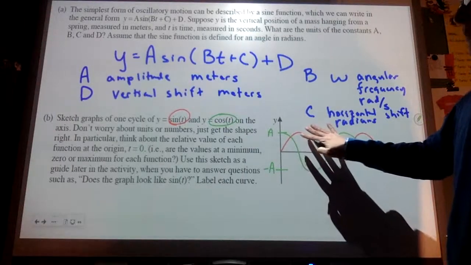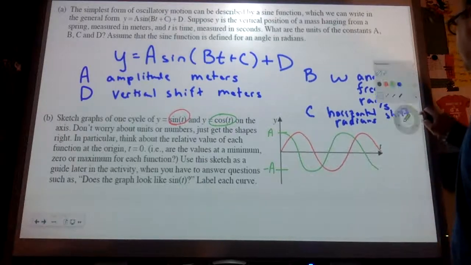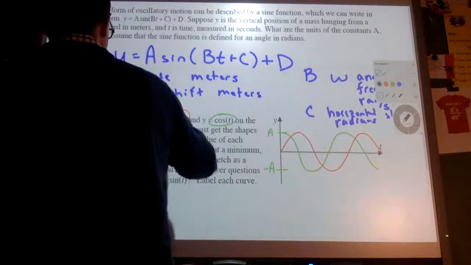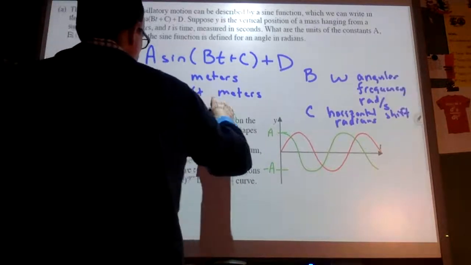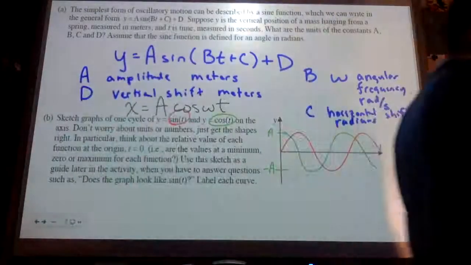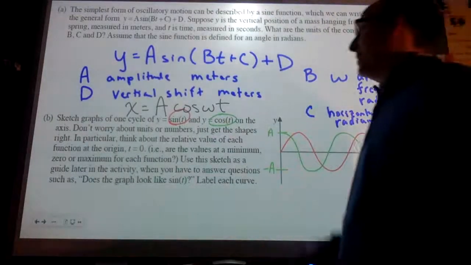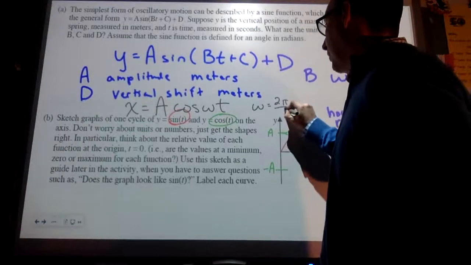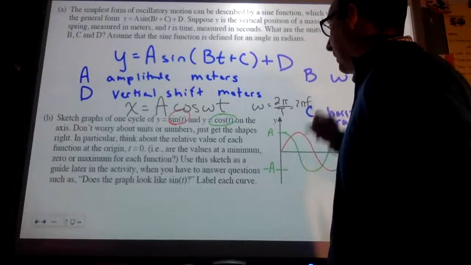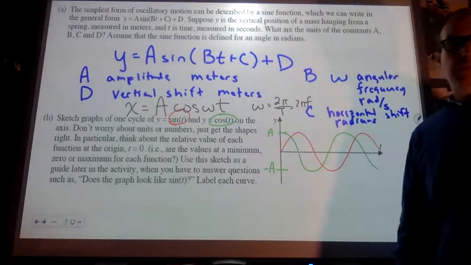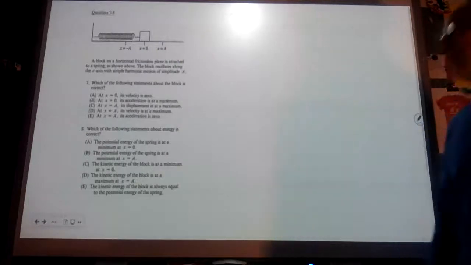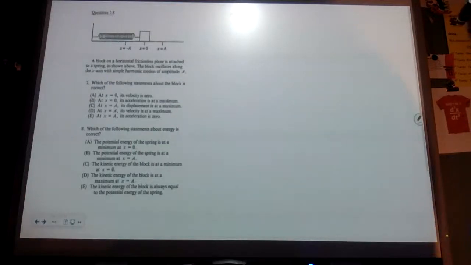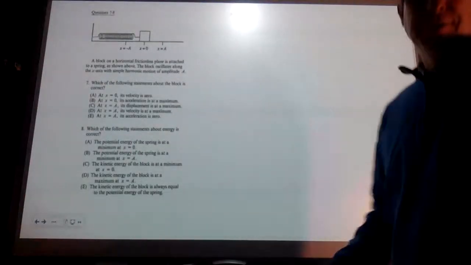So we're going to use this. Our formula for our position, and I will call it generically just X, is going to be A cosine omega t, where omega is not our angular velocity, but our angular frequency. And this is going to be 2 pi over T, or 2 pi f. All right, so a couple of examples. A block on a horizontal frictionless plane is attached.